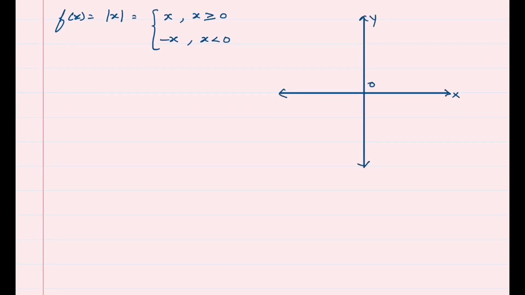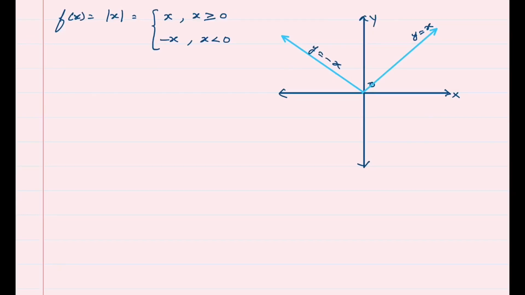Now we will discuss the continuity of the absolute value of x, and we know the definition of absolute value of x. It becomes x for x greater than or equal to 0 and minus x for x less than 0. For x greater than or equal to 0, it is an identity function. It is y equal to x, where y is f of x, and for negative values it is minus x.